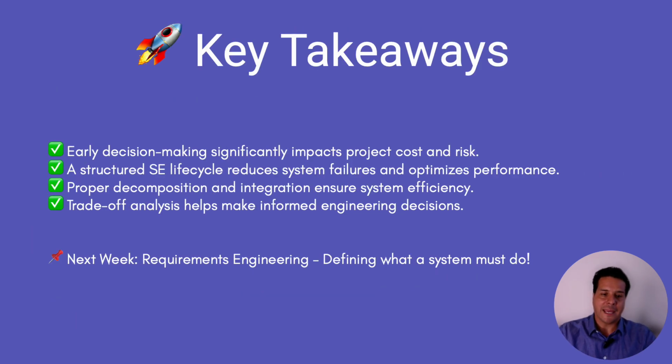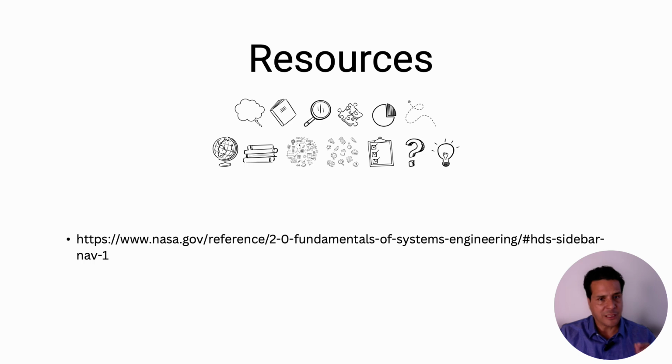All right. Takeaways for this week: early decision making is more significant than in the later stages. A structured SE cycle reduces system failure. Proper decomposition and integration ensures system efficiency, and trade-off is part of all system engineering analysis. Next week, we're going to start talking about requirements, and how you do the first part of identifying requirements. If you want to see deep details on the graphs that I show, go to the Handbook by NASA. Here's the link, and we will discuss further all these topics in our lecture.